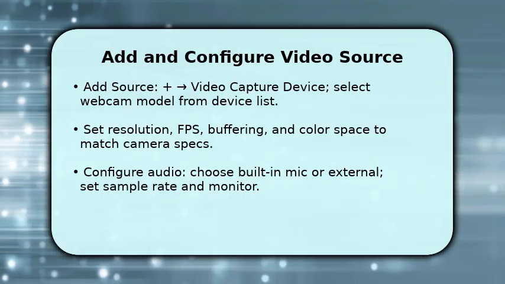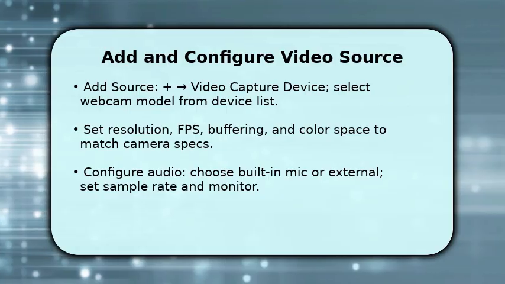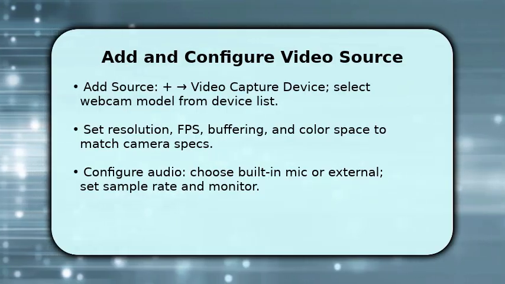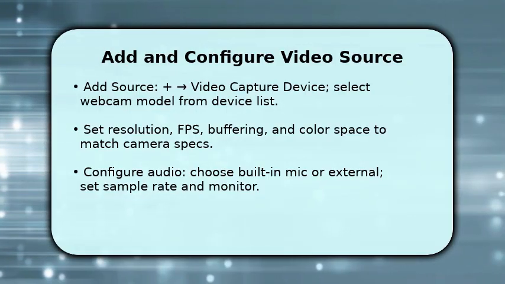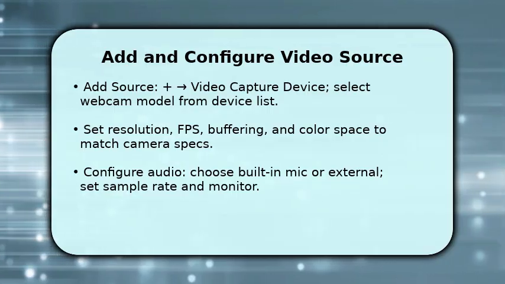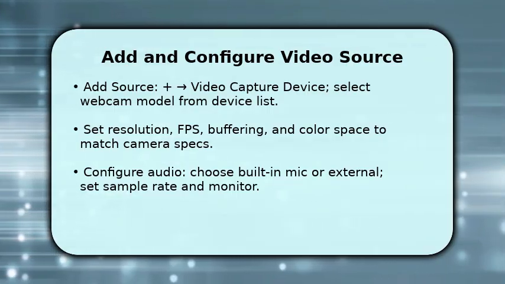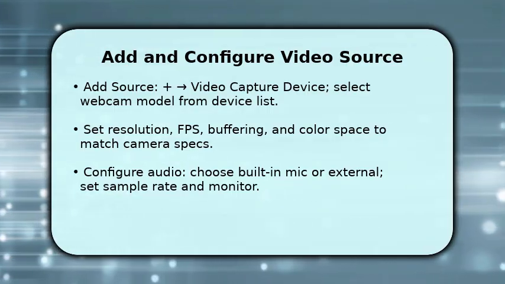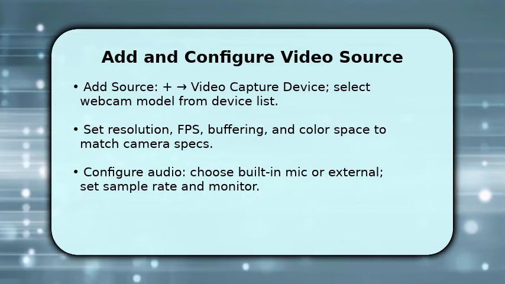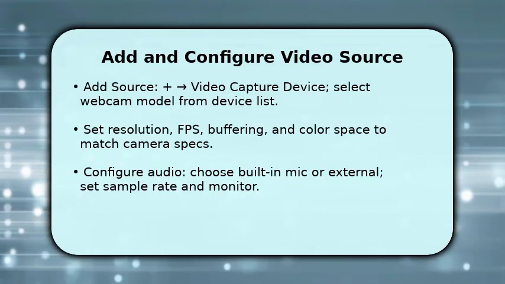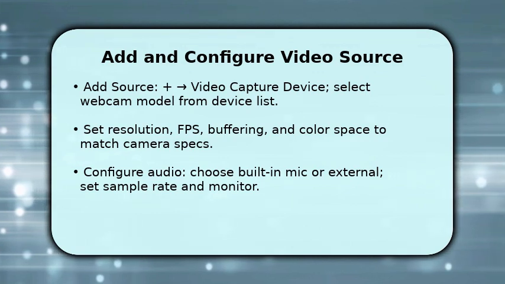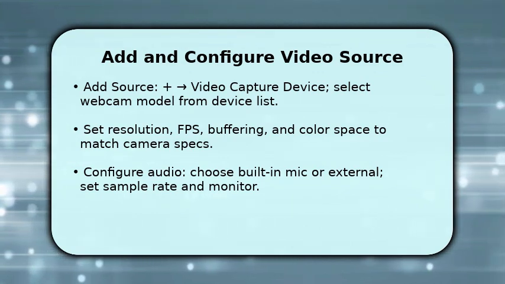Next, set the resolution and frames per second to match the camera's native output. This avoids scaling artifacts and reduces CPU load. Turn off or enable buffering depending on latency needs, and confirm color format. Also select the correct audio input, built-in microphone or external, and set sample rate and monitoring so audio stays in sync with video.